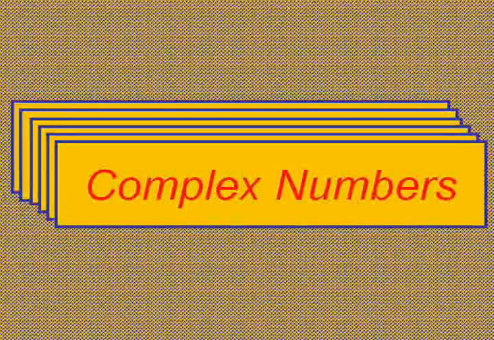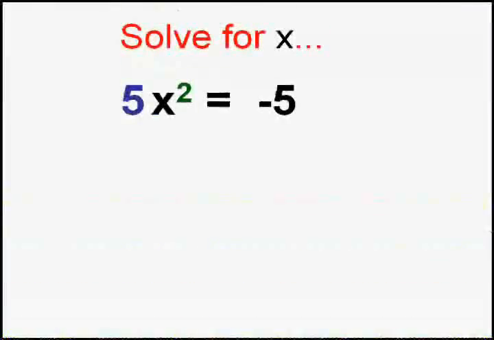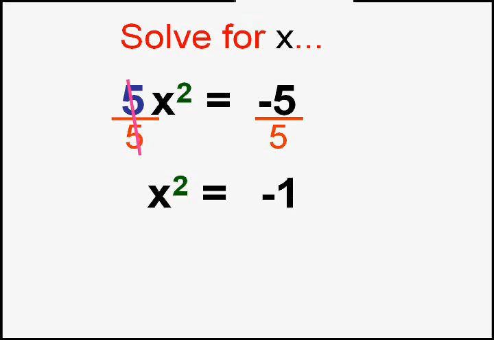I want to prepare you for something crazy that might happen when you're dealing with square roots or any kind of roots. Consider this equation. Let's try and solve it. I guess the first thing we'd do is divide both sides by 5 to try and isolate that x squared, or to isolate the x itself. That's not too bad. And we get x squared equals -1. Okay, straightforward. Now, how do we get rid of that 2?